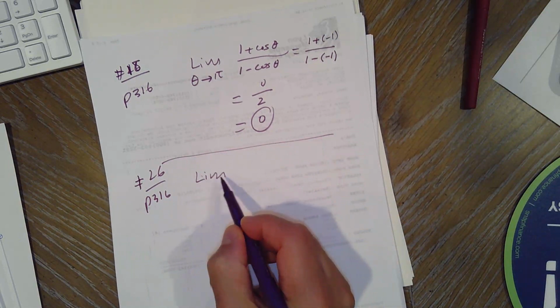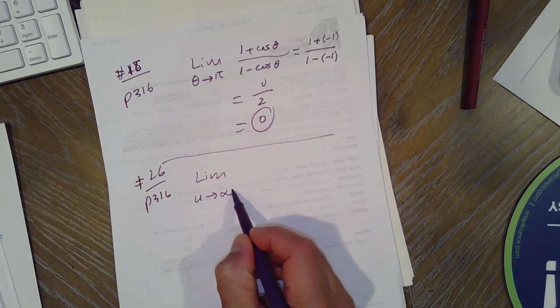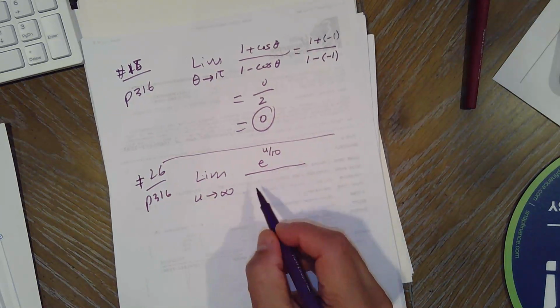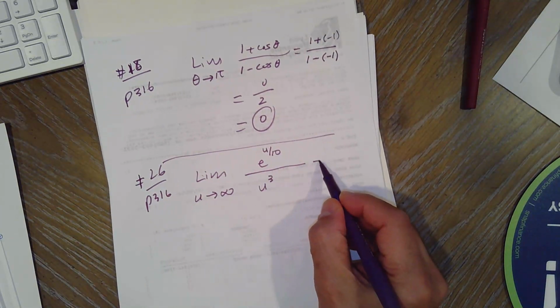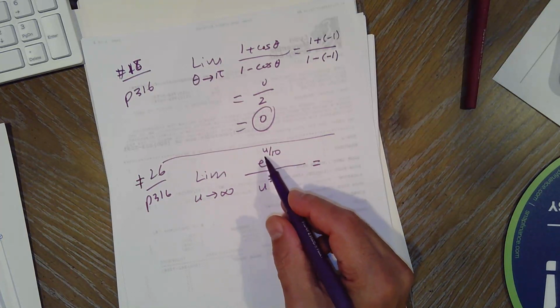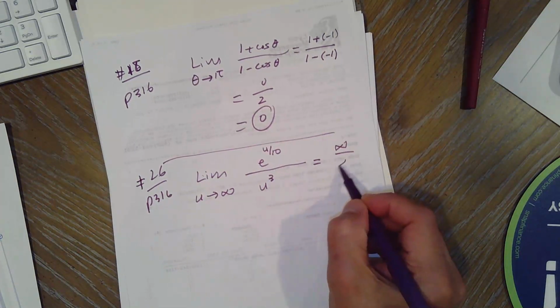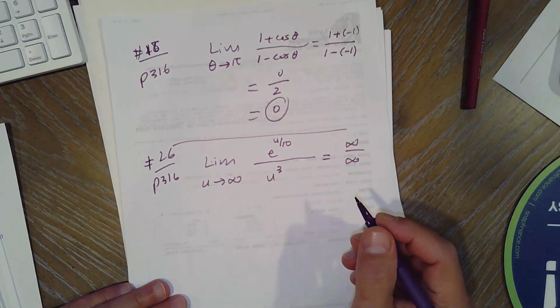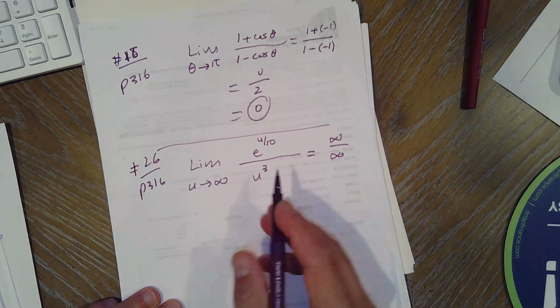The limit as u goes to infinity of e to the u over 10 divided by u cubed. If we put in infinity, e to the infinity is infinity, and infinity cubed is infinity. So this is indeed an indeterminate form. So now we're going to do derivatives.